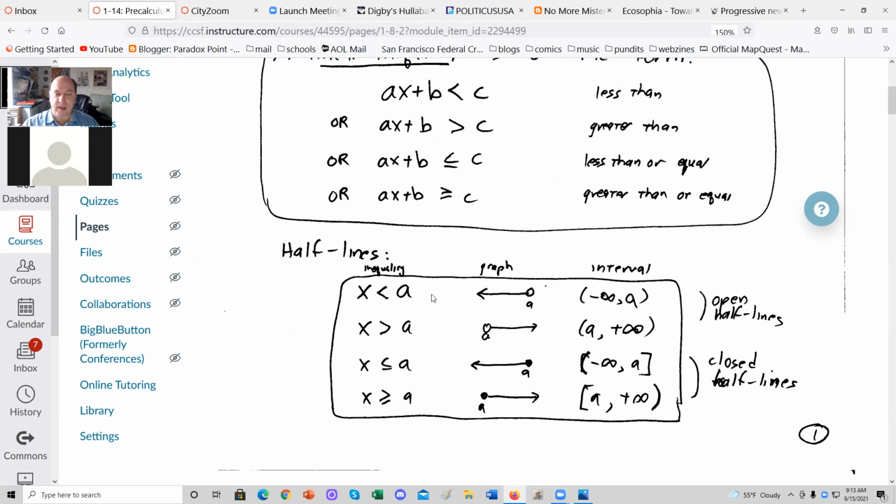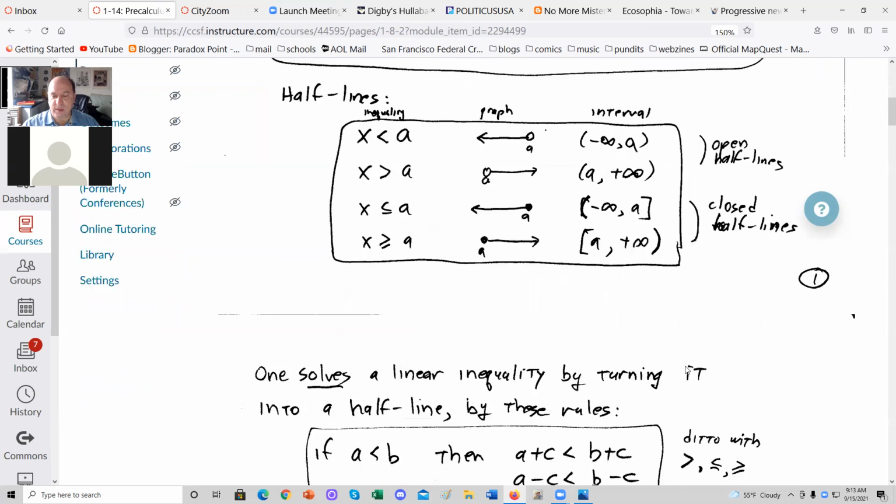X less than or equal to a is like x less than a, only this time it includes a, which I denote here by a filled in circle and here by a square bracket. And x greater than or equal to a is like x greater than a, only it includes a with this filled in circle and the square bracket. These with the strict inequalities in the round brackets at both ends are called open half lines. This with the less than or equal or greater than or equal to signs, with the filled in points and the square brackets, are called closed half lines.